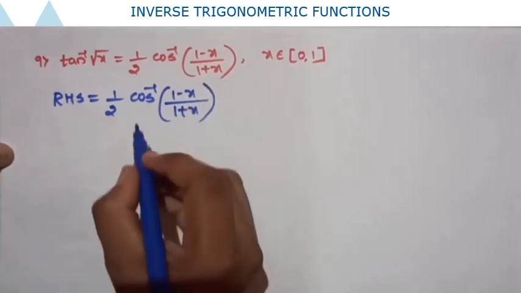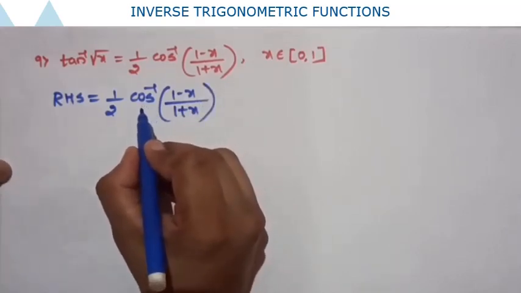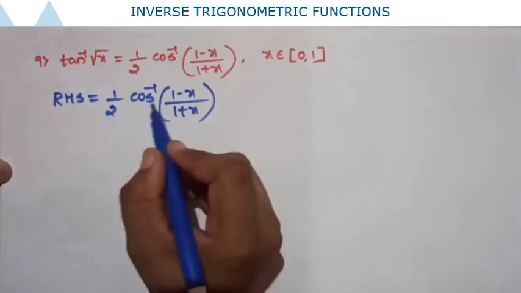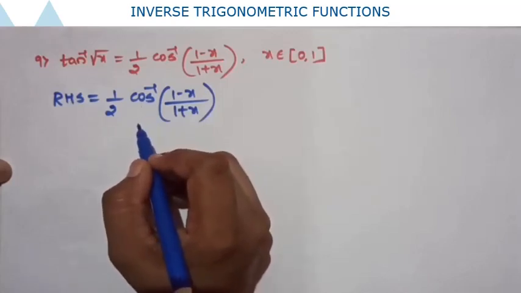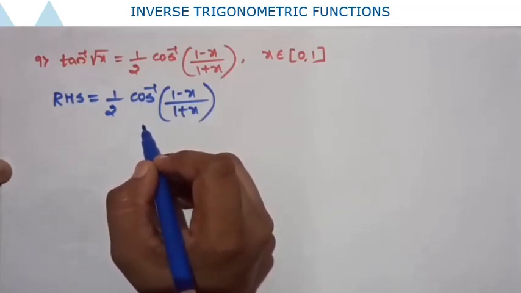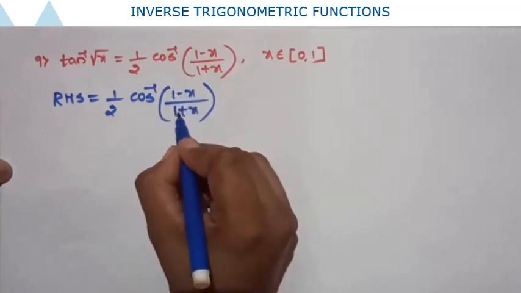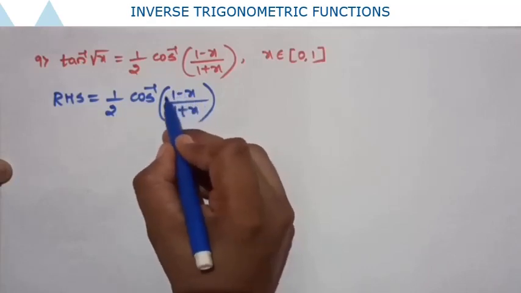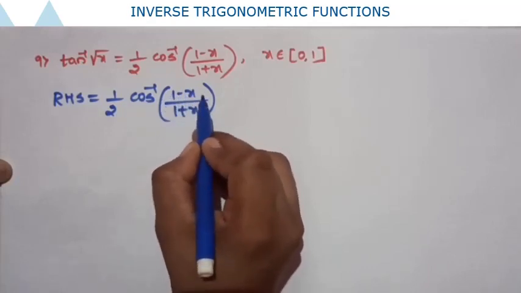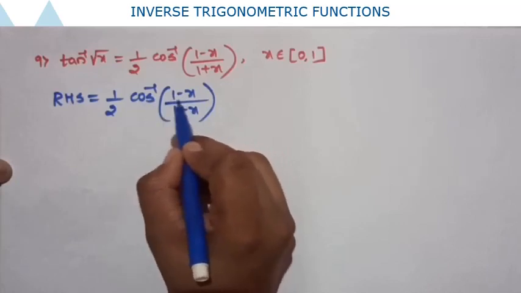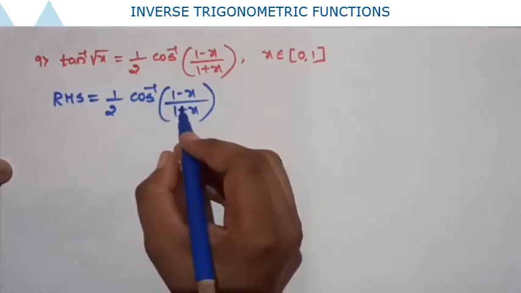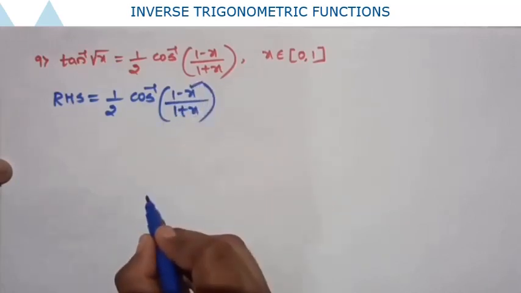Now you know the formula of cos 2 theta in terms of tan as (1 minus tan square theta) divided by (1 plus tan square theta). Therefore if we substitute x equals tan square theta, we get (1 minus tan square theta) by (1 plus tan square theta), which we can convert to cos 2 theta. Cos inverse of cos 2 theta, we can write as 2 theta. So it's better to substitute x equals tan square theta.